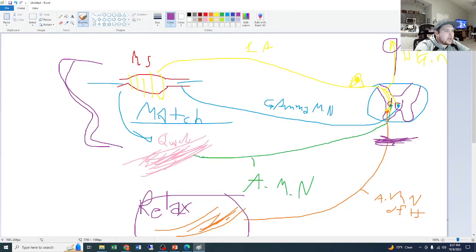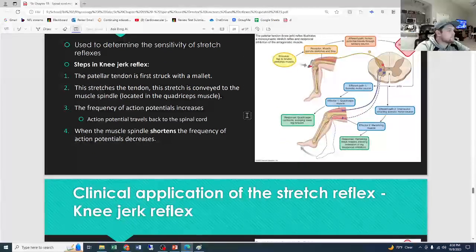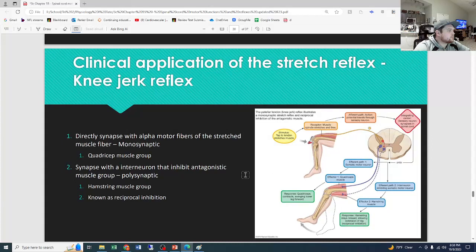So actually we'll come back here and add one thing to this, before we get to the alpha motor neuron of the hamstring. We actually will have an interneuron, an inhibiting interneuron. So I want to add that in right there. And that goes to the hamstring, and the hamstring stays relaxed, allowing for extension of the leg. So we already chatted a little bit about that.